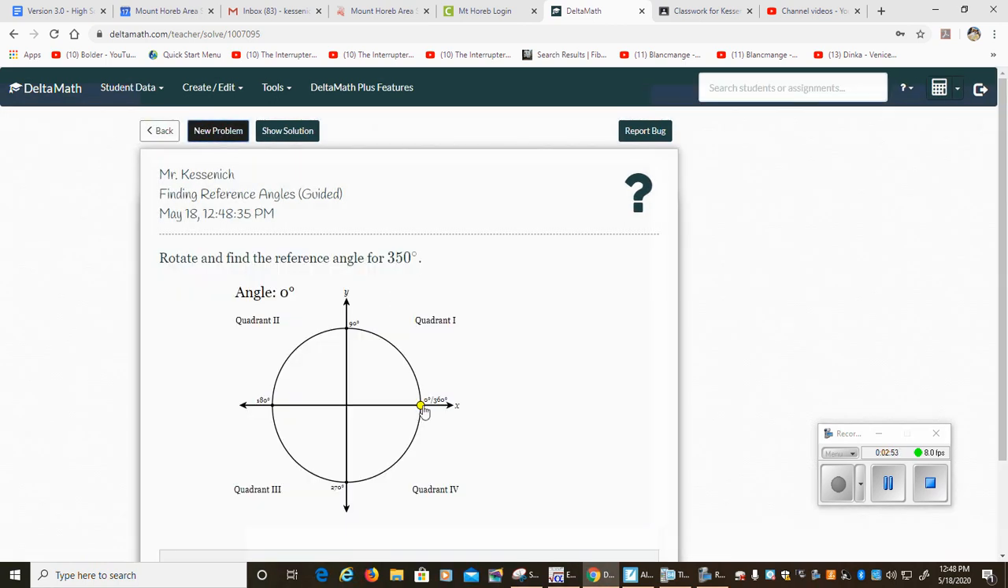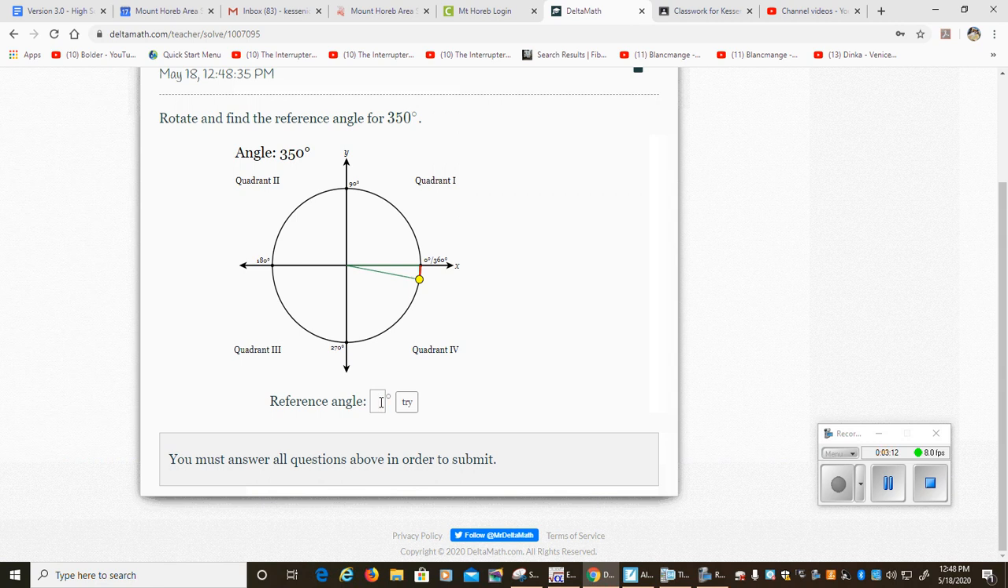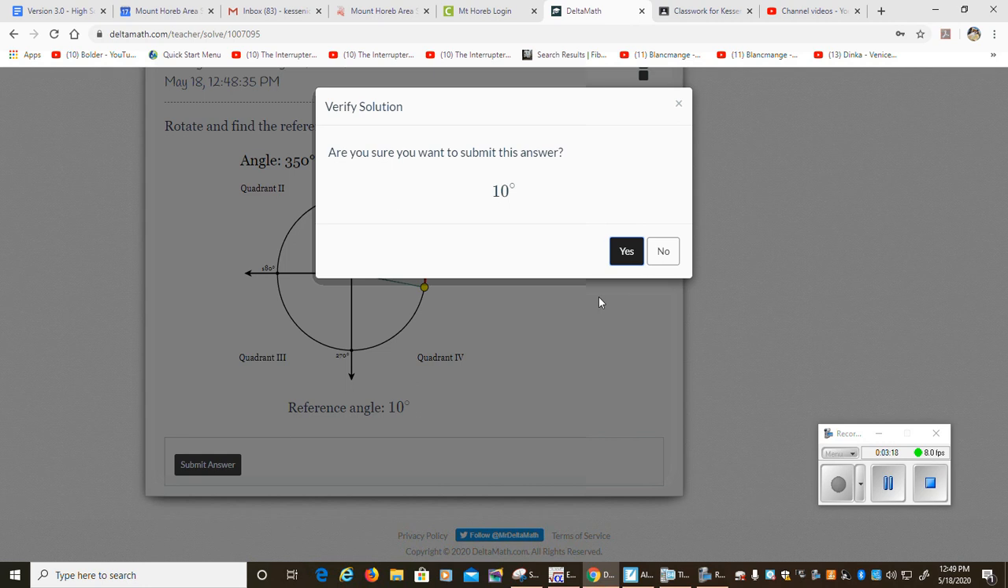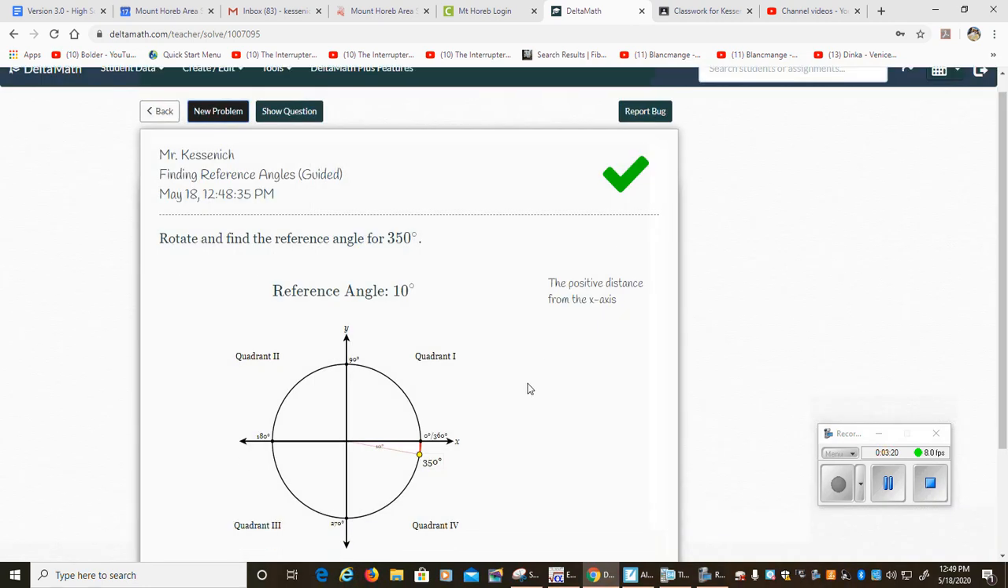350. Okay. 350 degrees is all the way over here. How far away are you from the x-axis? You are 10 degrees away from the x-axis. So that is the distance you're going to count. So 10 degrees is what you're going to fill in. It's just measuring how far from the x-axis you are. There you go, 10 degrees.